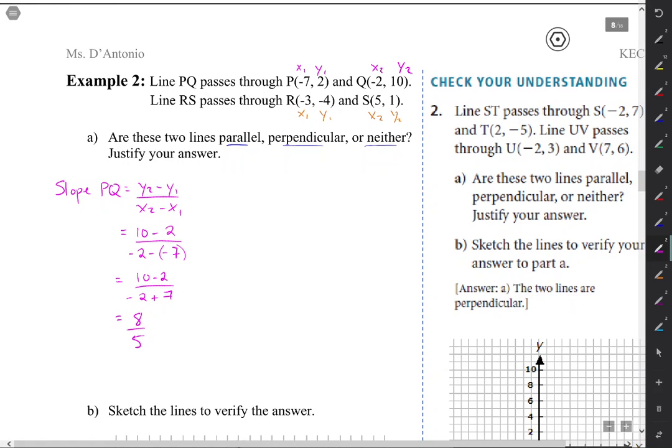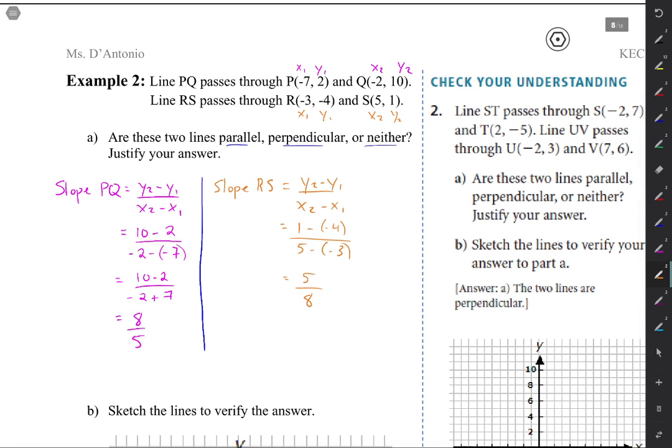So that's the slope there. Now let's find the slope of RS. The slope of RS is equal to y2 minus y1 over x2 minus x1. So we have 1 minus 4 and 5 minus 3. Then we're going to have 5 over 8 for the slope of this one.